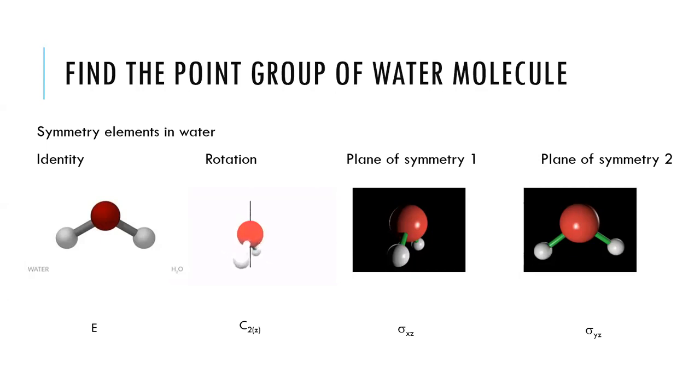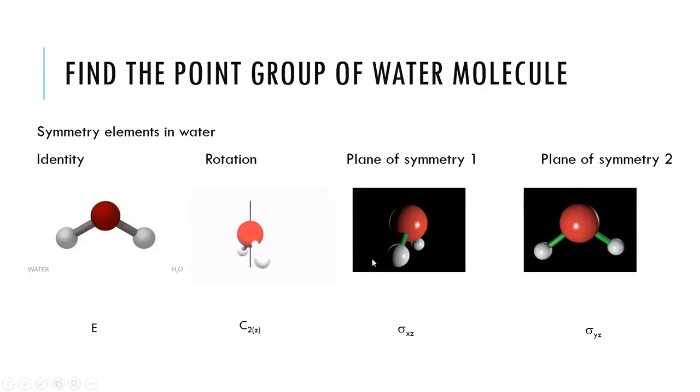So now we have to go and revisit our flow chart, and you understand that this molecule is not linear and does not belong to any special groups. The next question is, does it have a CN axis? Yes, it has a C2 axis. Then does it have N C2s perpendicular? No, it does not. Then you have to ask if there is a horizontal plane of symmetry.